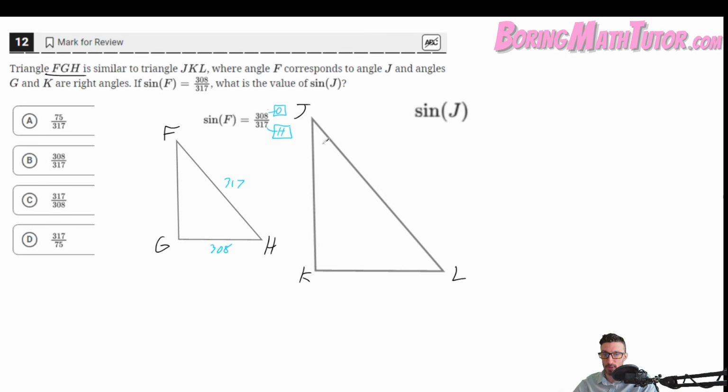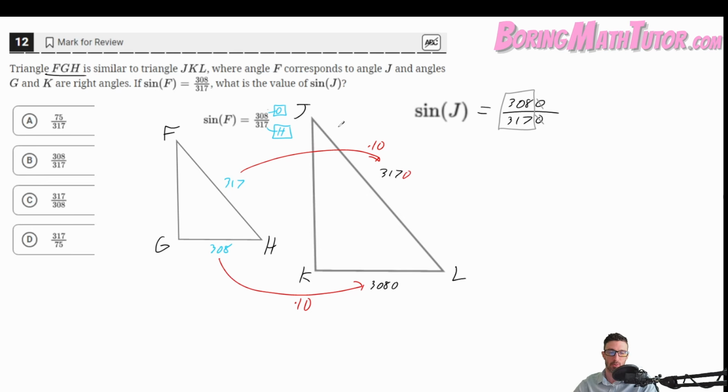Now for J, because it's similar, that must mean that I'm going to have all of these sides multiplied by the same thing in order to get me to the other sides. Now, maybe it's as simple as 10. If it's as simple as 10, then I'd have 317 with an extra 0 at the end of it, and 308 with an extra 0 at the end. And if I were to set up the opposite over hypotenuse for that, you would get 308 with a 0 over 317 with a 0, but those zeros would cancel out. So you would get the same thing.